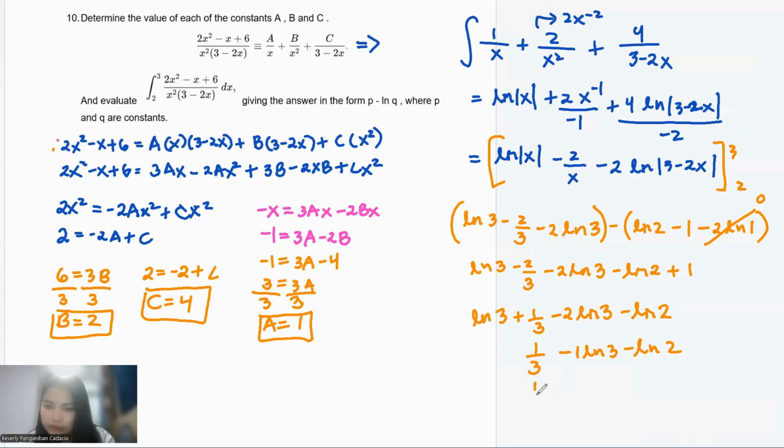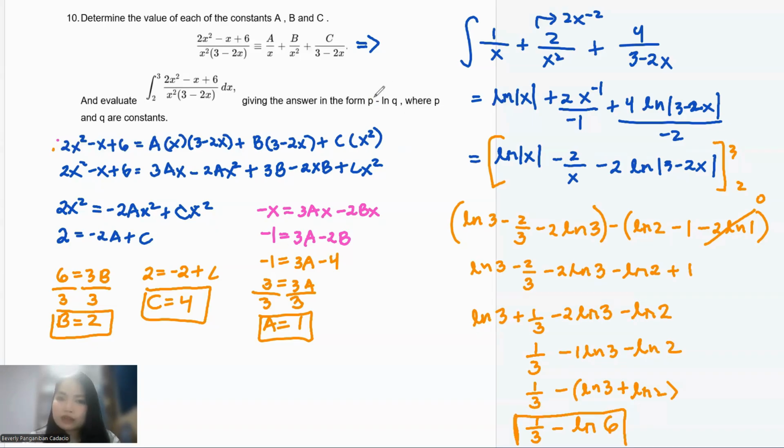So I can just disregard the 1. It's just going to be the same thing, but I will make it ln 3 plus ln 2. Yeah, hopefully you can follow, guys, because I need to follow the negative here, and of course that will help me better. Because if I already have ln 3 plus ln 2 there, I can just simply multiply them. So it means you will have 1/3 minus ln of 3 times 2, or 6. So 1/3 minus ln 6. Meaning to say your P is 1/3, your Q is 6. That's it.